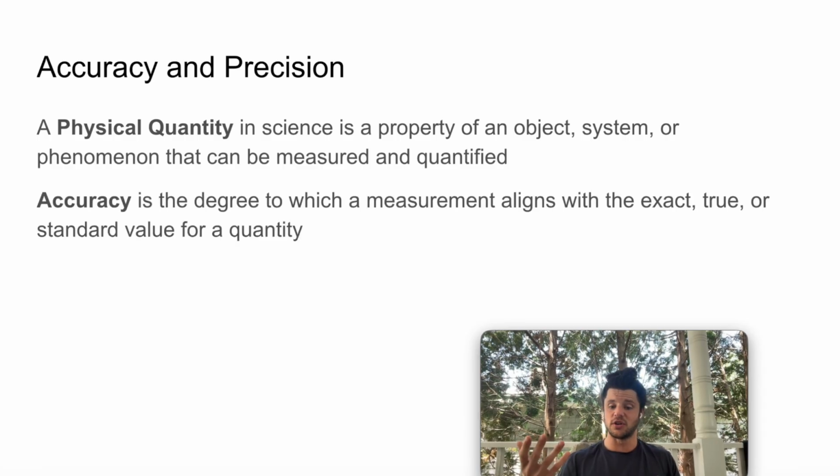And so for accuracy and precision, let's describe what those are. Accuracy is the degree to which a measurement aligns with the exact, the true, or the standard value for a quantity describing a system.